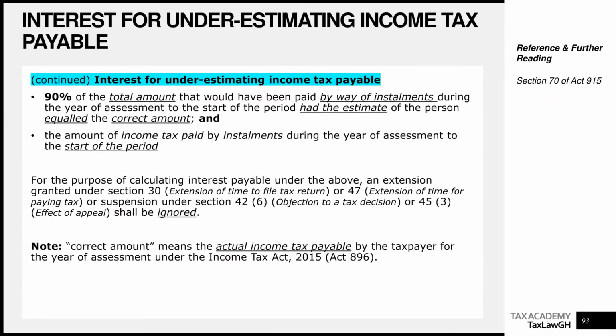First is 90% of the amount that you would have paid by way of installments, and the actual tax you paid by installments. So it's simple math. The formula is: 90% of the total amount payable minus actual tax paid by installments, in brackets, times 125% of the monetary policy rate, compounded on a monthly basis. Obviously, don't bother about it now. We'll have exam questions and answers to follow, which will solve a question for you to see how the math is done.